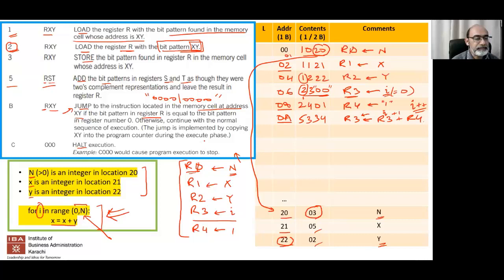Okay, we're done with that. We've incremented I. Let's go to the next instruction. That would be address 0C, instruction A, B, C, 0. Now, what do we need to do?